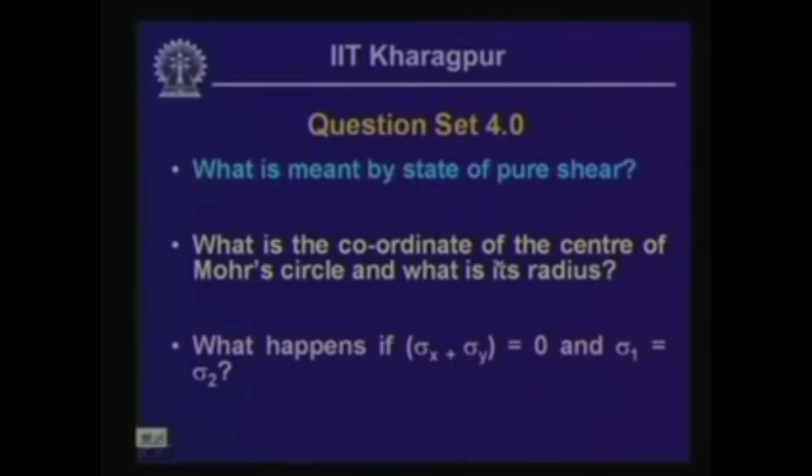What is meant by the state of pure shear, what is the coordinate of the center of Mohr circle and what is its radius, and what happens if sigma x plus sigma y equals 0 and sigma 1 is equal to sigma 2. We will discuss these questions in the next lesson.